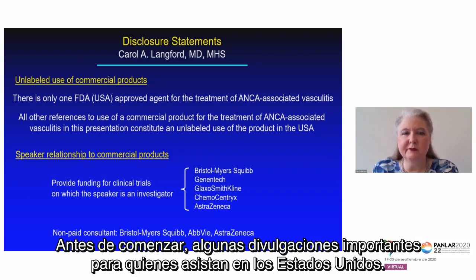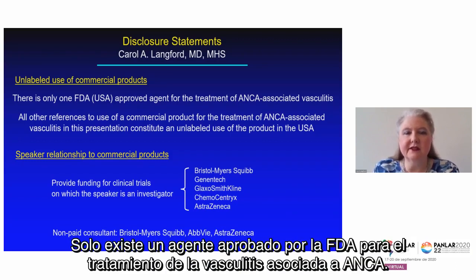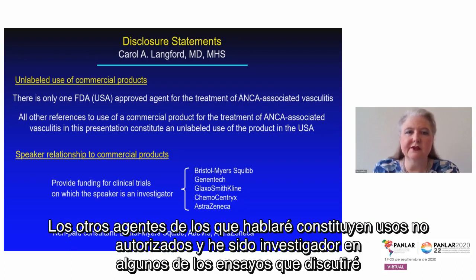Before we begin, some important disclosures. For those of you attending in the United States, there is only one FDA-approved agent for the treatment of ANCA-associated vasculitis. The other agents I will be discussing constitute unlabeled uses, and I have been an investigator on some of the trials which I will be discussing.